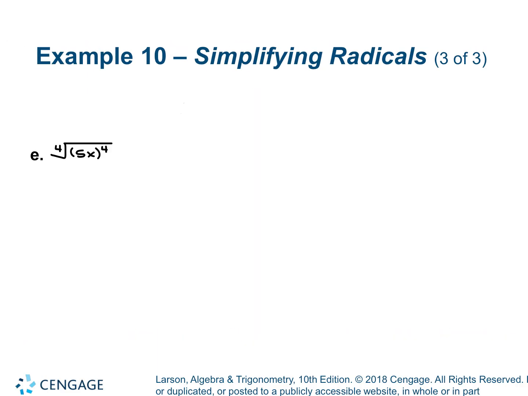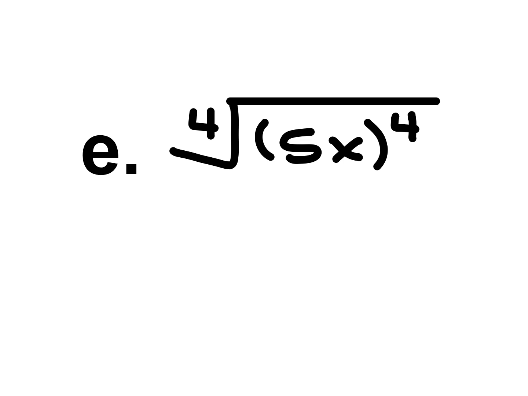Let's do E on the next page. What are we thinking here? It cancels out, so what would our answer be? 5x, perfect.